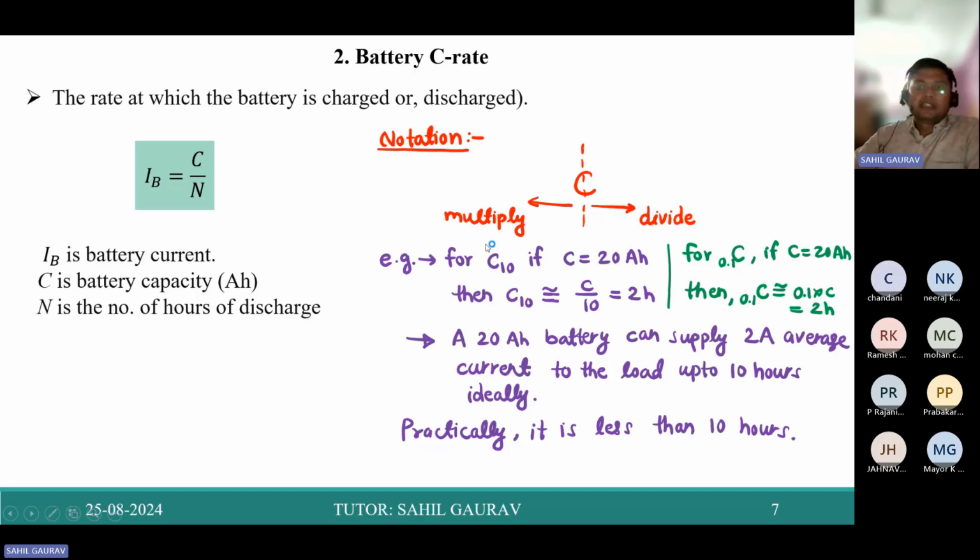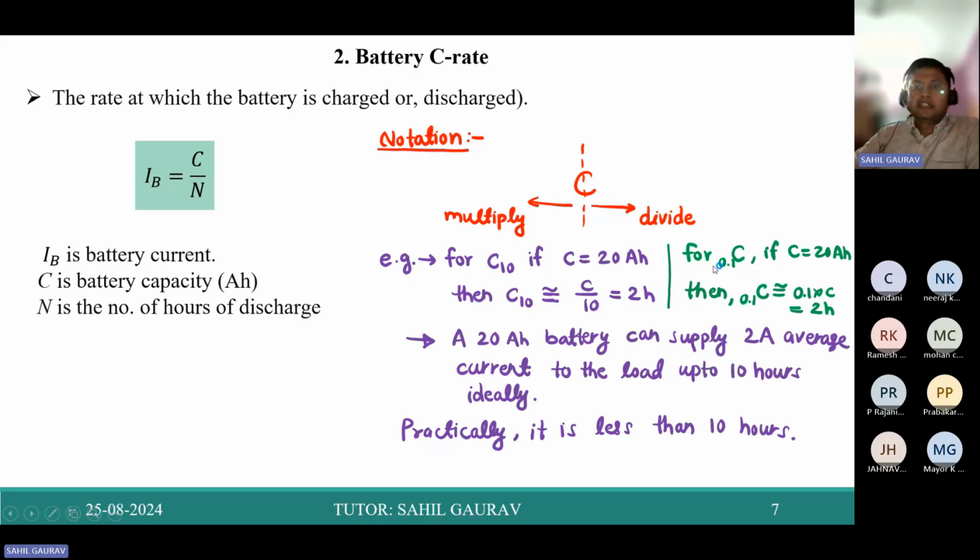Now coming to this notation, if something is written on the right hand side, then you have to divide, and if something is written on the left hand side, you need to multiply. I have taken an example for both cases. If it is written C10 and the battery charge capacity is 20 ampere hour, then C10 is equivalent to C upon 10. Here we have divided because it is written on the right hand side. So this C10 value comes as 2 hour.